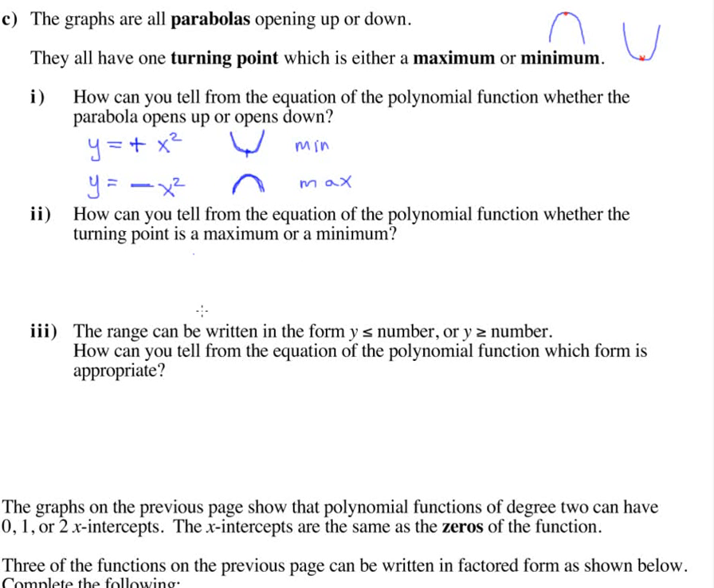And this is connected as well to the range. If you have a minimum, then that means your y starts here and then goes up. So your range is going to be y is greater than or equal to a certain number. If you're hill-shaped like this, then you have a highest point and you go down from there. So you're going to have y less than or equal to a certain number.